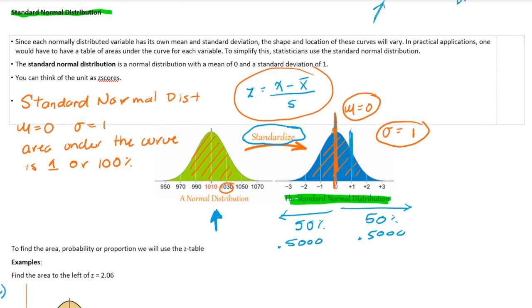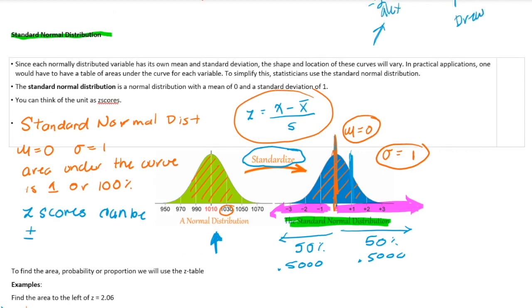Another thing you need to remember is that z-scores can be positive, and if they're positive, they're going to be to the right of that distribution, and if they're negative, they're going to be to the left of the distribution. So z-scores can be positive or negative. Obviously, if they are negative, they are indicating a position that is below the mean. If they are positive, they're indicating a position above the mean.